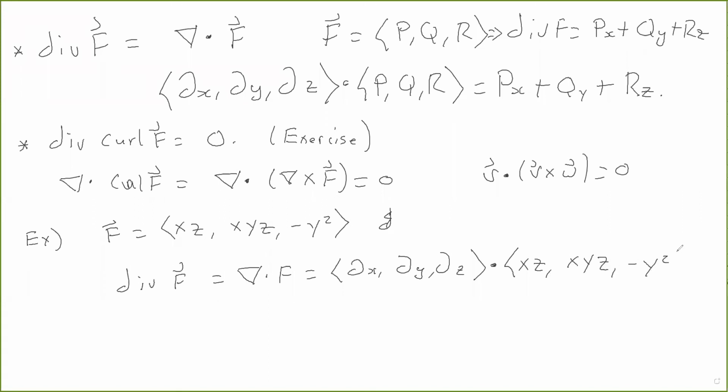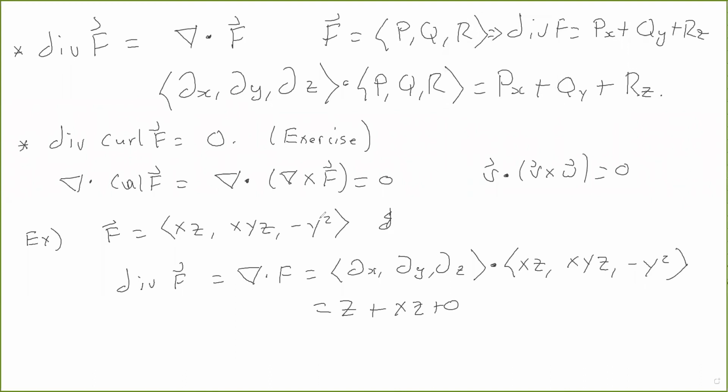So the partial derivative of xz with respect to x is z. The partial derivative of xyz with respect to y is xz, and the partial derivative of -y^2 with respect to z is 0. Okay, so the divergence of F is equal to z plus xz.